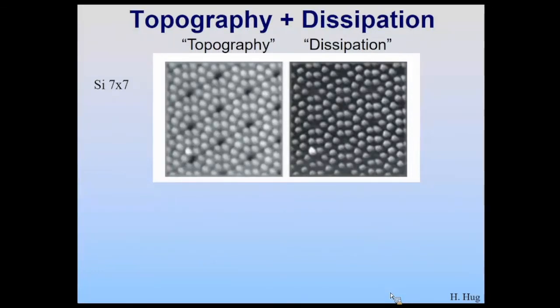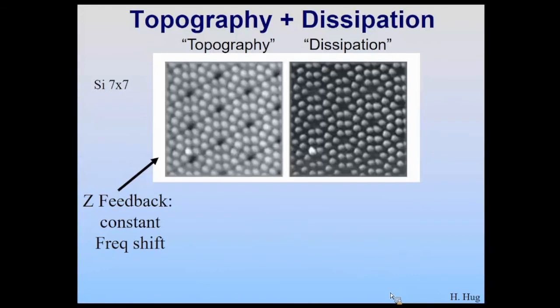So here's one example. This is a silicon 7x7. So we've got silicon atoms, and we're measuring both topography and dissipation. By dissipation, I mean you are driving the tip to make it shake, and that energy is going away as you move it across the surface, and it's going away because there's an interaction between the tip and the surface, which is taking the energy out of the system. And you can measure these two things simultaneously and independently.